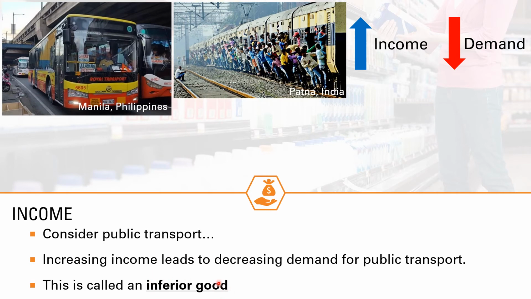So there are two types of goods that we'll see. The first thing we've seen was like milk, where an increase in income leads to an increase in demand. That's called a normal good. And this one, like public transport, is called an inferior good. So what are other examples of inferior goods?